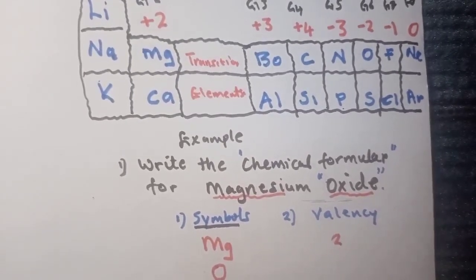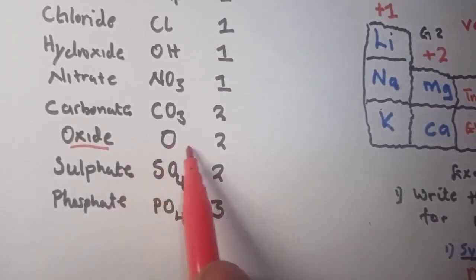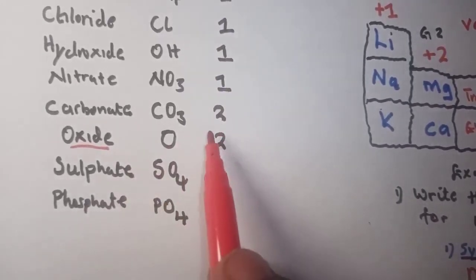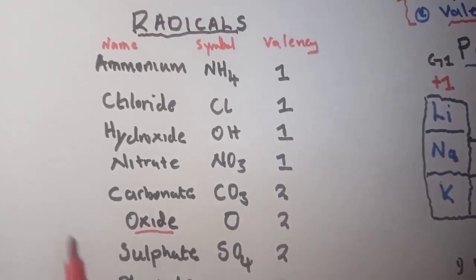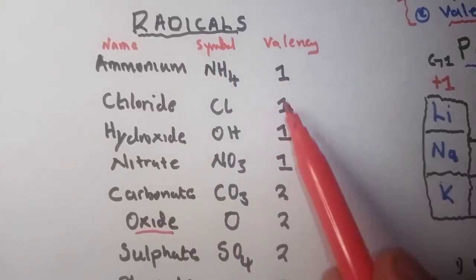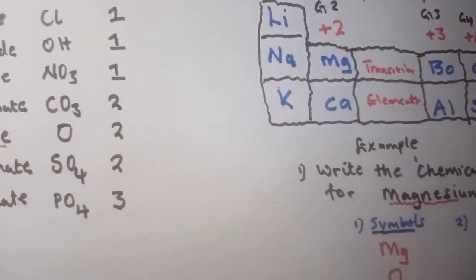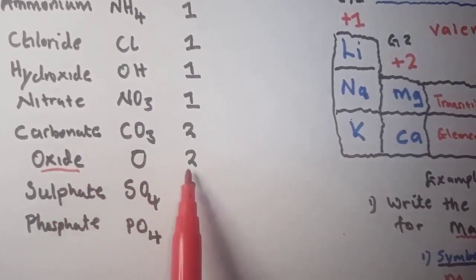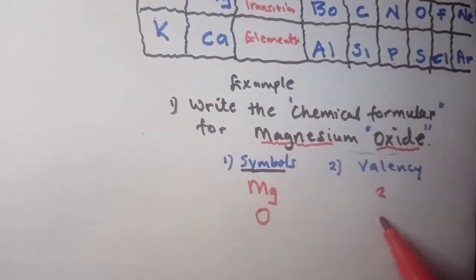The valency for oxide, what's the valence of oxide? We have oxide here, the valence is 2. These are given and you have to memorize them. Sorry guys, you have to memorize the radicals, you have to know the symbols and their valence. It's very, very important. So here oxide, the valence is 2, and we are going to write that down.